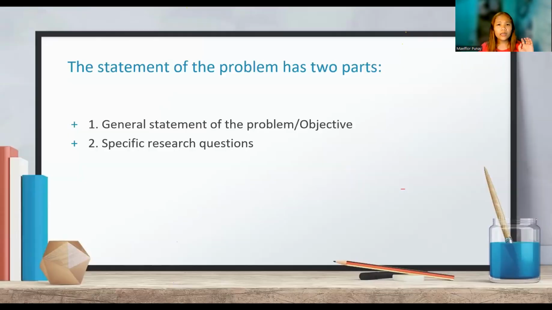Okay, so the statement of the problem has 2 parts. First is the general statement of the problem and then the specific. So in the first paragraph you put your general problem, and then in the second paragraph, it will specifically answer the questions of the researchers, and you itemize them: number 1, and then up to as many questions as needed depending on your general statement of the problem.